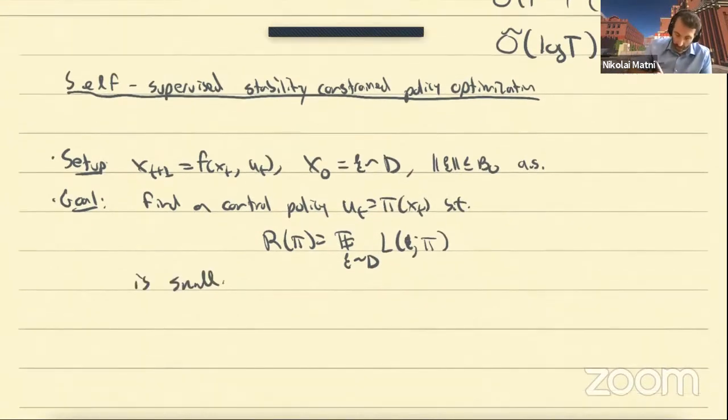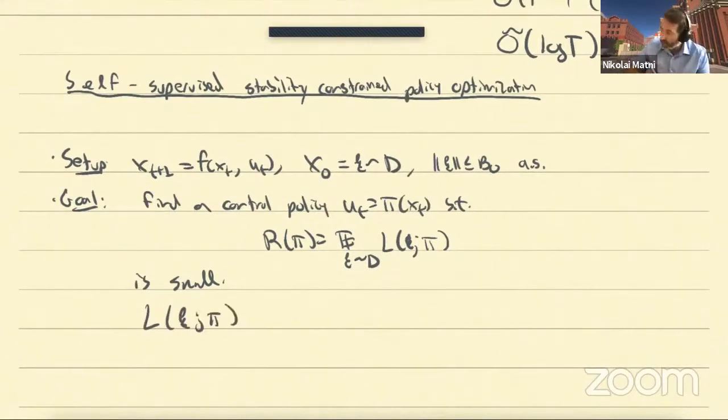And let me just tell you what we're going to define this loss to be. We're going to keep it really simple today. We're going to just have this be the running sum of the norm of the states evolving under policy pi. So remember, if I have a superscript pi on the state, that means that I'm rolling out this dynamical system with u_t set to pi of x_t.